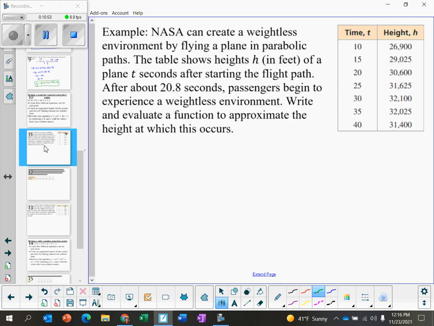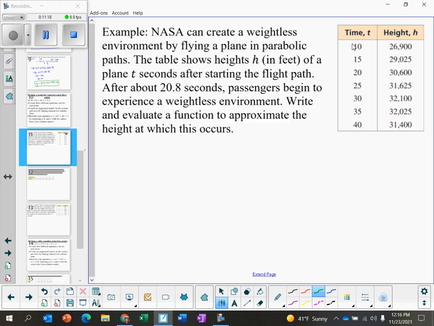NASA can create a weightless environment by flying a plane in parabolic paths. The table shows heights h in feet of a plane t seconds after starting the flight path. After about 20.8 seconds, passengers begin to experience a weightless environment. We first want to write and evaluate a function to approximate the height at which this occurs. So we're going to write the function, and then we're going to plug in 20.8 for the time, which is our x value.